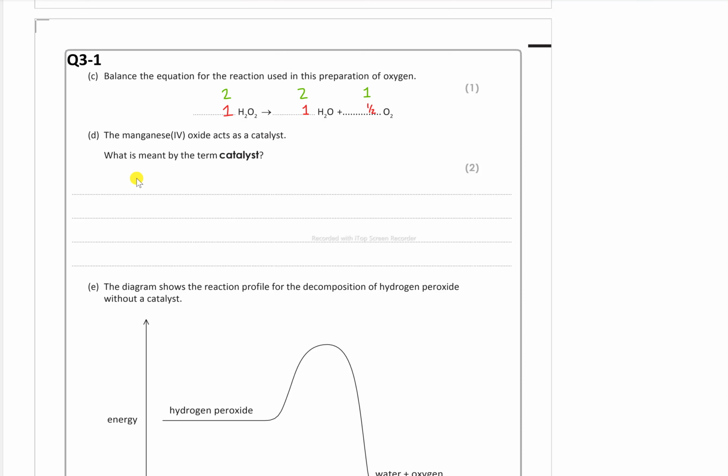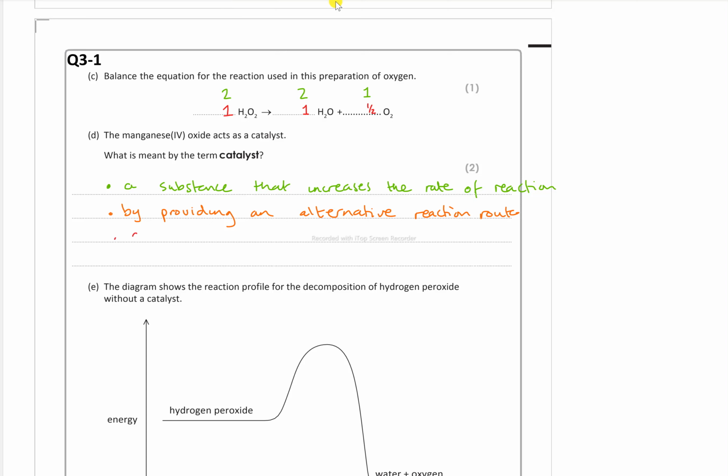Right, what is a catalyst? You've got to learn this dot for dot. A substance that increases the rate of reaction by providing an alternative reaction route.